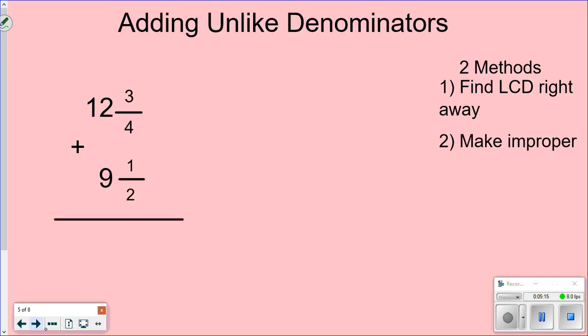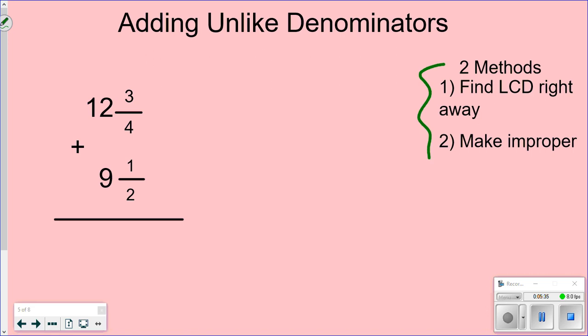All right, so adding and subtracting unlike denominators with mixed numbers, it's the same thing that I taught you the other day. There's two ways you can do it. You can line them up like this I have here, or you can make improper fractions. I kind of have it right here. Okay, I'm going to do way number 1 first.